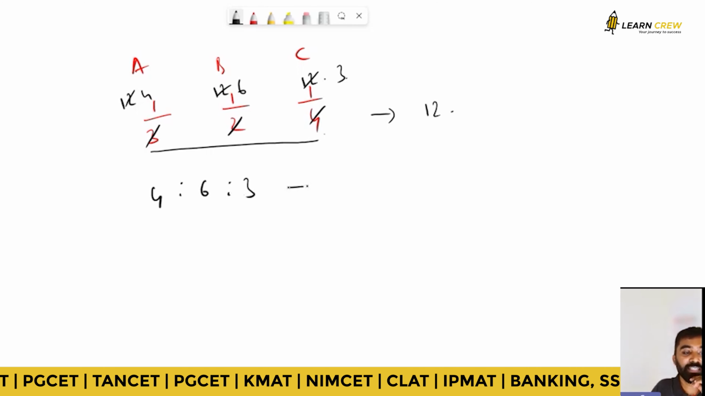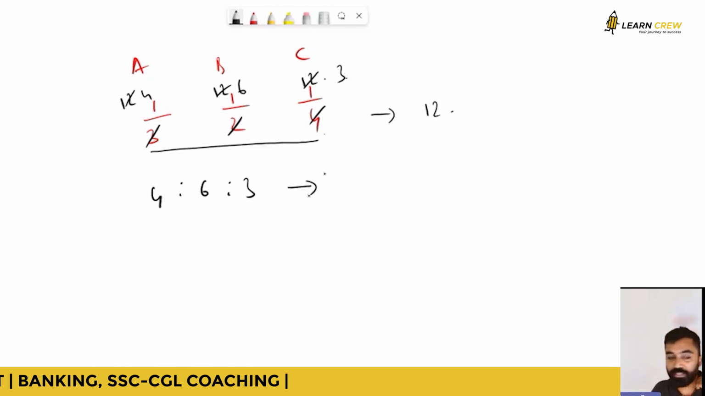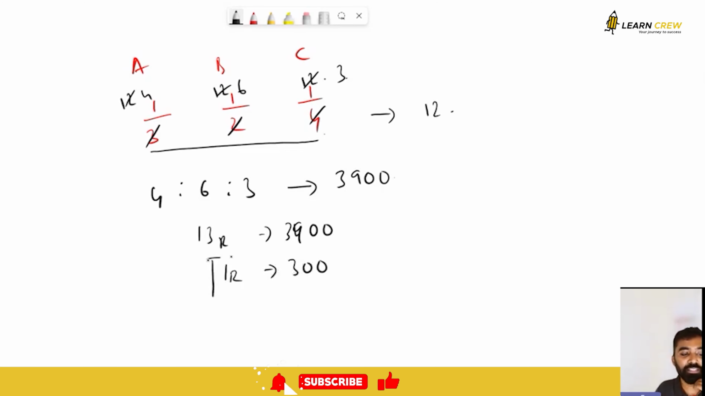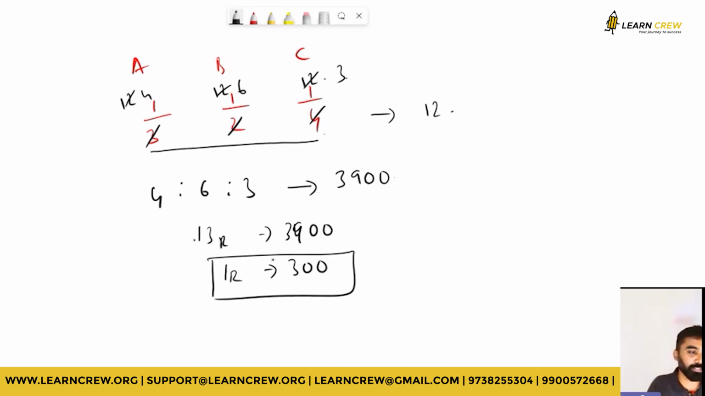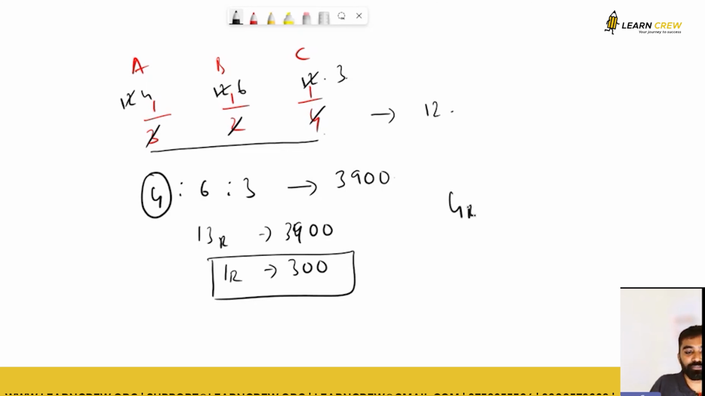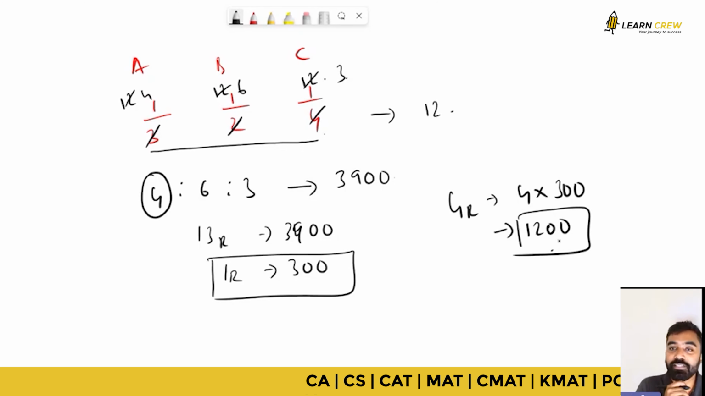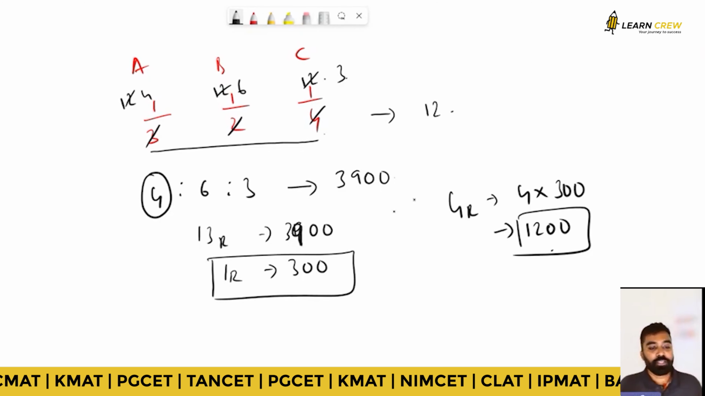So 4:6:3 is the ratio. For this ratio, what is the amount given? 3,900. 4 plus 6 is 10, 10 plus 3 is 13 ratio is equal to 3,900. A single ratio is 300. If single ratio is 300, they have asked you to find the share of A. A ratio is 4 ratio. That's nothing but 4 into 300, 1,200. Clear? Any doubts? Online people? No, sir. Okay, fine.